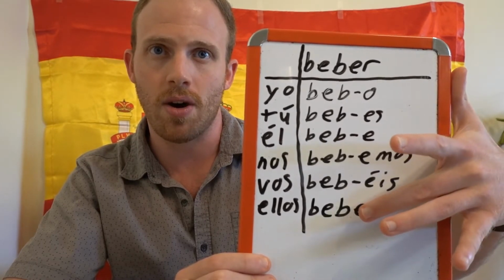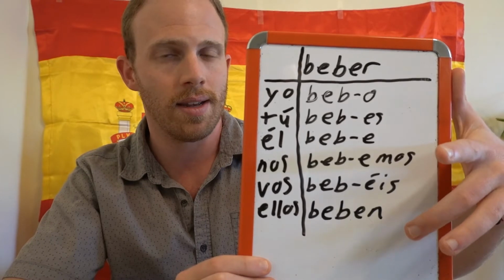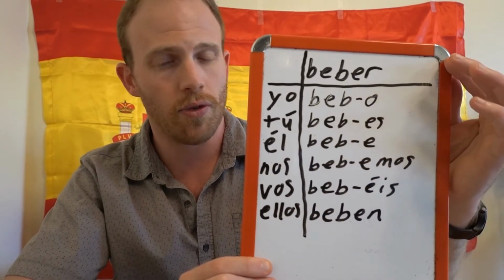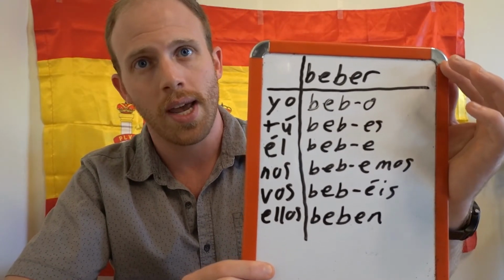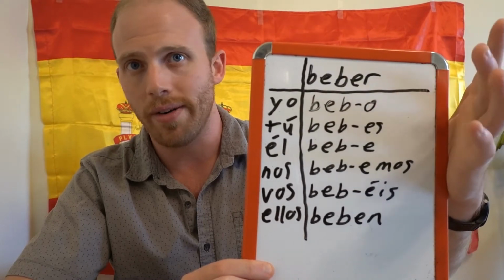Just take away that ER, leave it with an EM. And that's it. That's the rules. That's the rule for all regular ER verbs. Any verb ending with an ER, that's it. That's all you need. Okay, so now you have that. You should have copied that down, I'm assuming.